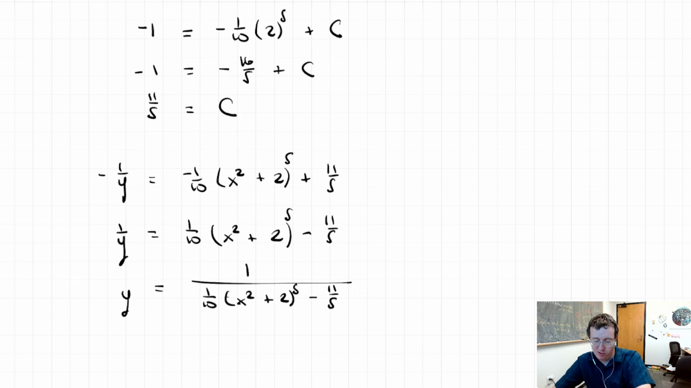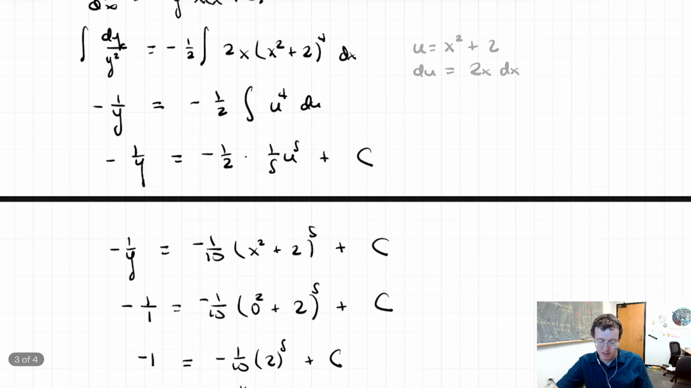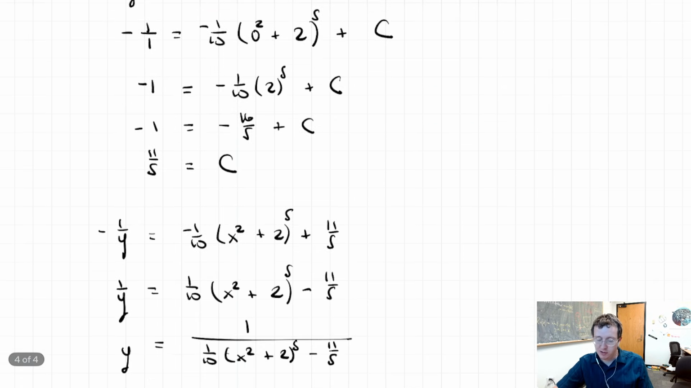Most differential equations are harder than this because you can't separate the x and y, but that is a topic for a different course.